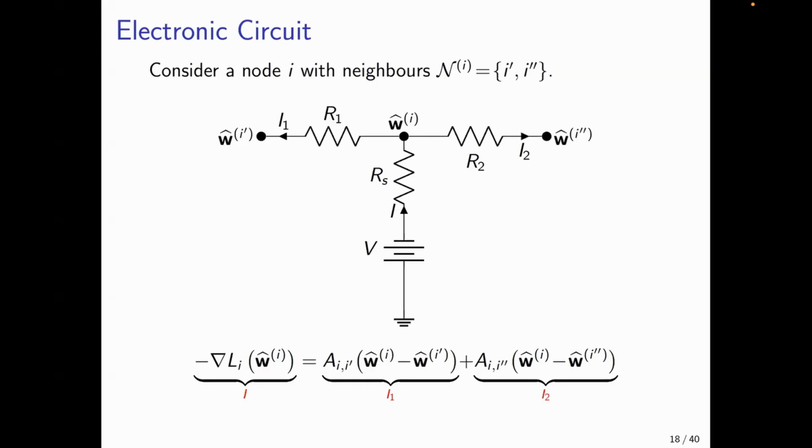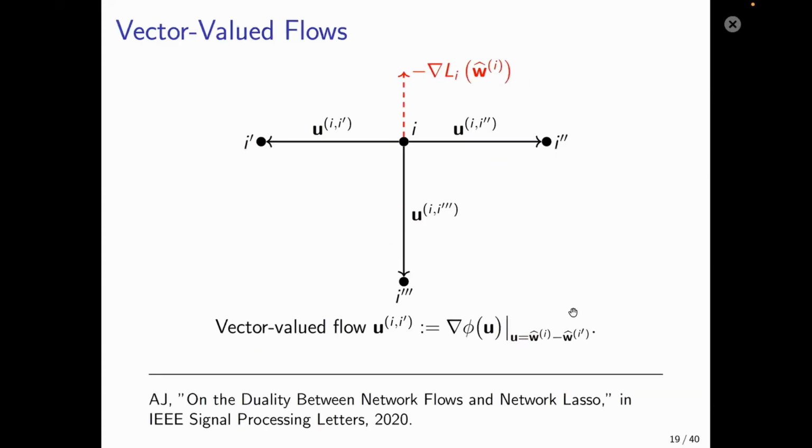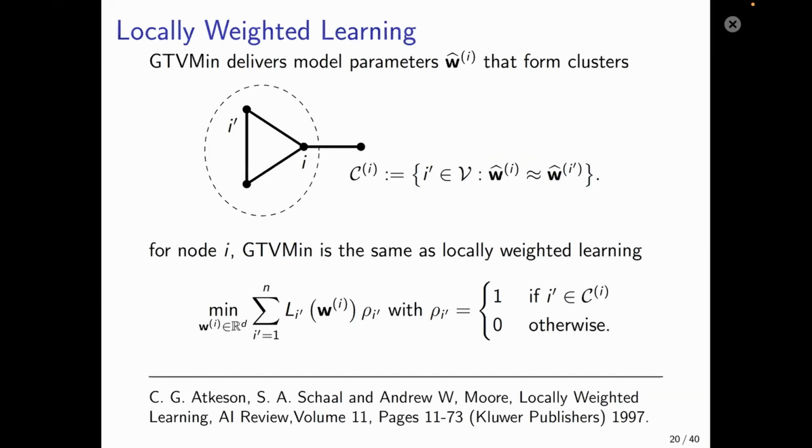There are these two rules in circuit analysis, and you see those two rules are also satisfied in the solutions of GTV-Min. I show here on this slide only one type of rule, the conservation of currents in an electrical circuit. Okay, then I will skip this for the sake of time.